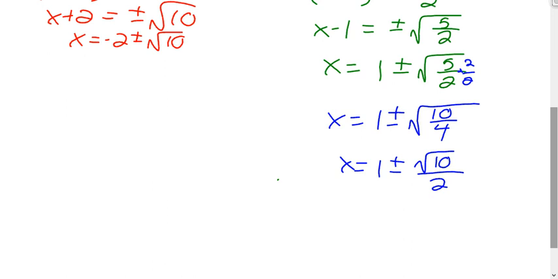If you wanted to make it into a fraction, just make the 1 2 over 2, and then you combine them. If you did the quadratic formula correctly, you get that.